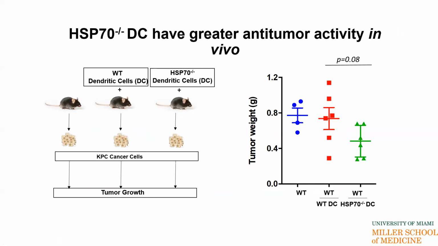More interestingly though, injecting HSP70 knockout dendritic cells into wild-type tumor-bearing mice tended to decrease their tumor growth compared to only injecting wild-type dendritic cells. And although we were not able to reach statistical significance in this experiment, we show that even in this unclean system, HSP70 in DCs is able to modulate immune system response.